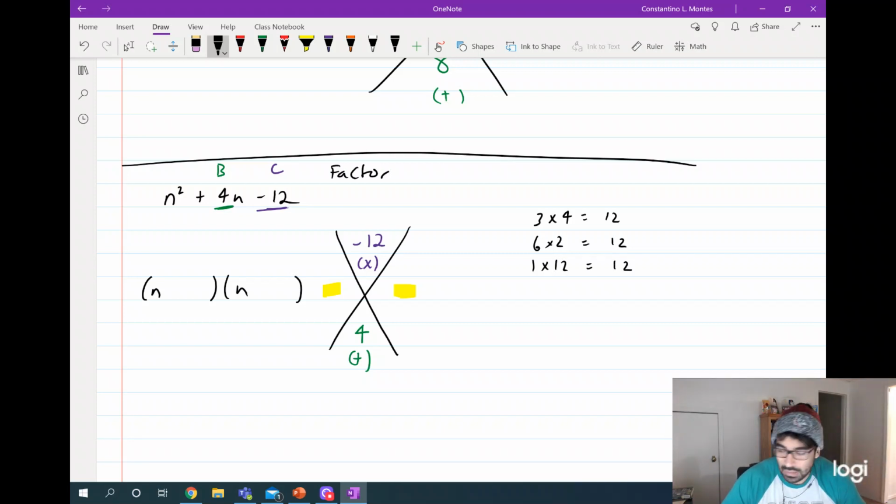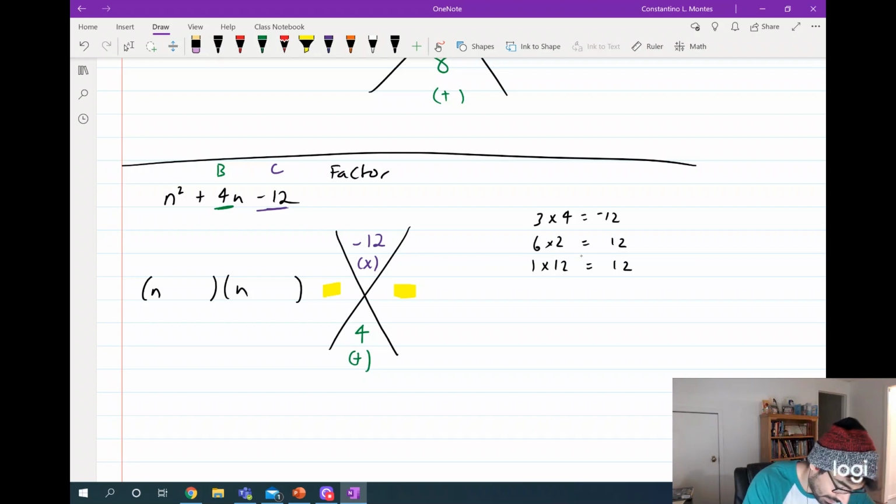Okay, so I have here 3 different options, but unfortunately 3 plus 4 is not 12, 6 plus 2 is not 12, and 1 plus 12 is not 12. However, we're not looking to get positive 12, we're actually looking to get negative 12. And to make it negative, that means either the 3 or the 4 has to be negative, right? If I make the 3 negative, this would give me negative 12. But what's negative 3 plus 4? Negative 3 plus 4 would be positive 1, which is not 4. So that doesn't work out.